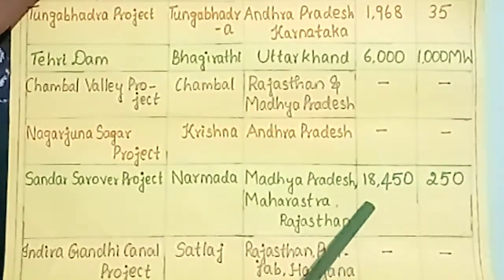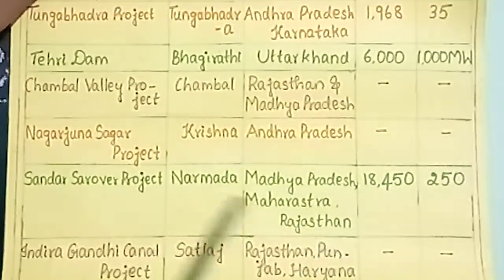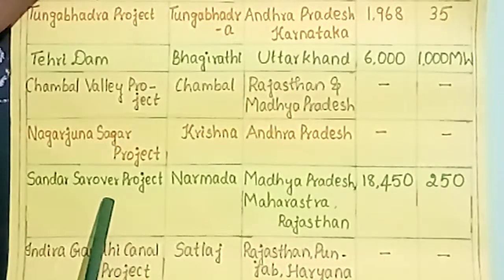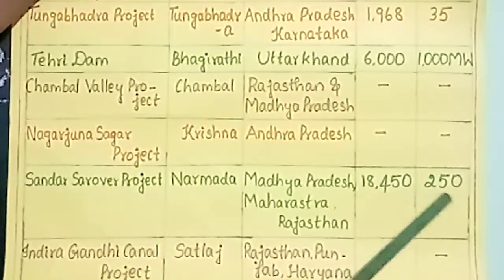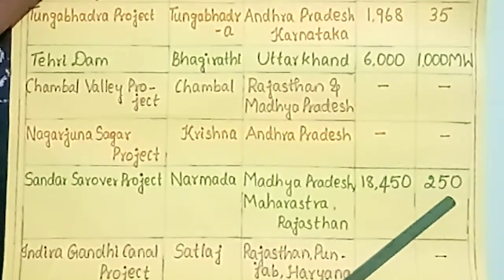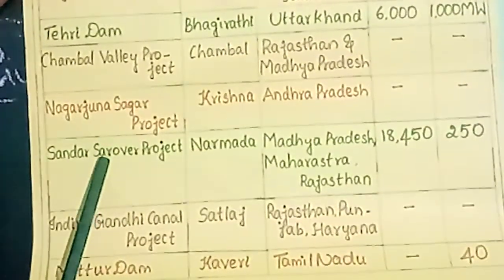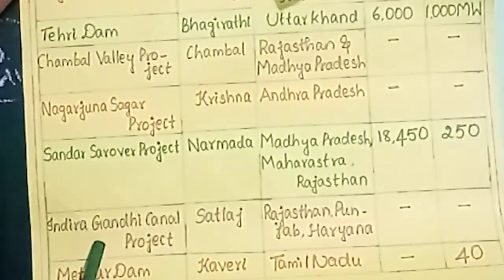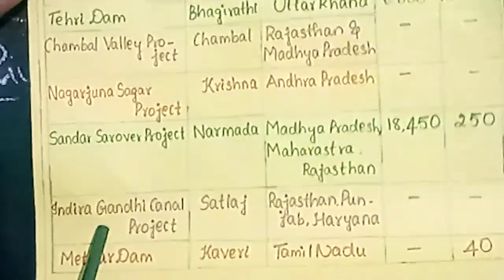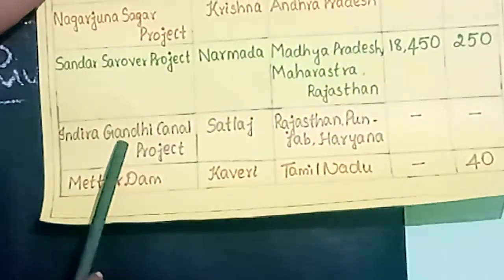18,450 square kilometers of area are irrigated through this dam's water. Then 250 megawatts of electricity is produced through this dam's water. Then the next one is the Indira Gandhi Canal project.